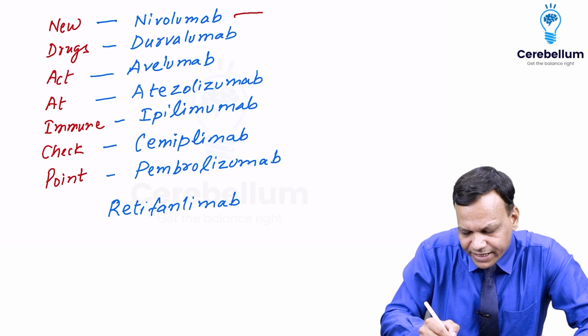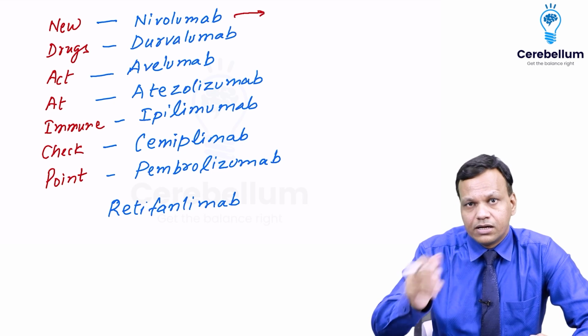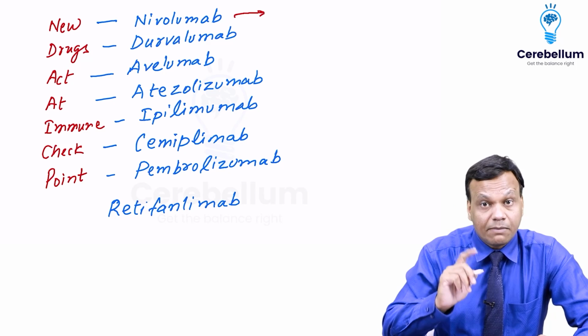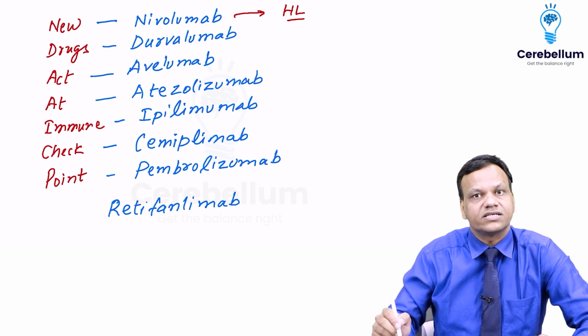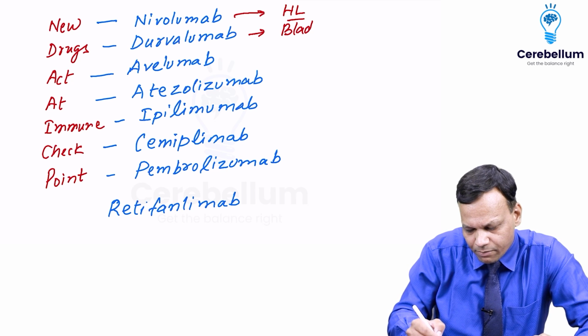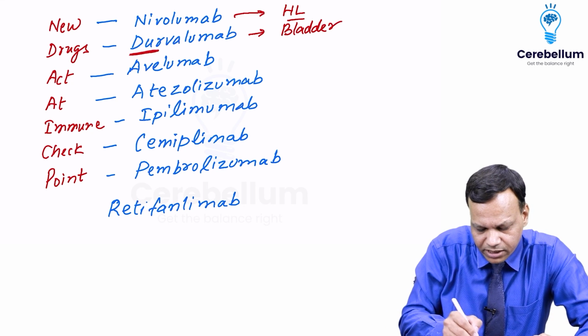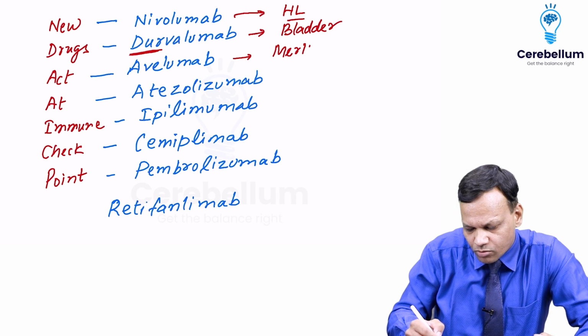Nivolumab is used for many types of cancers, including renal cell carcinoma, non-small cell lung cancer. But the MCQ which is asked is on Hodgkin's lymphoma. So it is used in Hodgkin's lymphoma. Durvalumab is used for bladder cancer. So you can remember bladder. Dur means bladder. Avelumab is used in Merkel cell carcinoma.